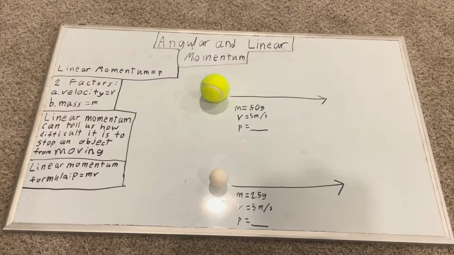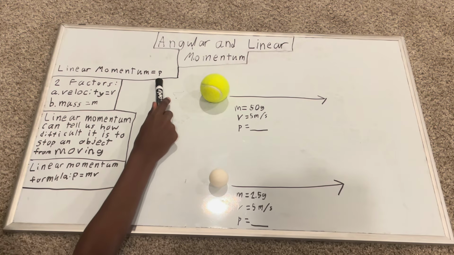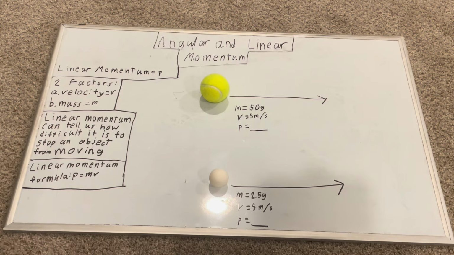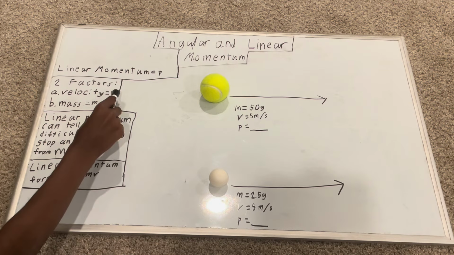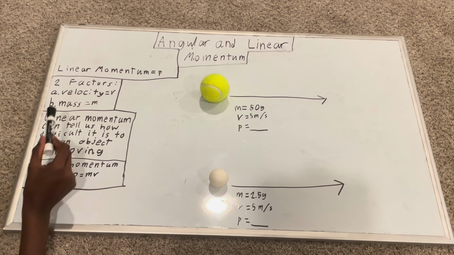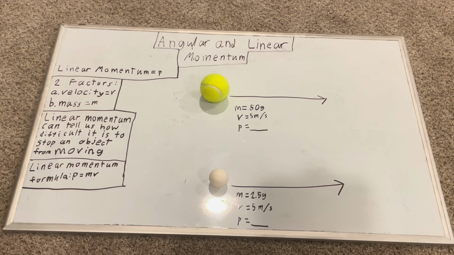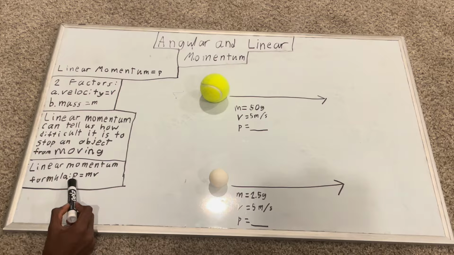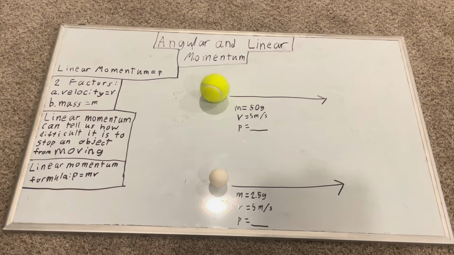Let's now begin talking about linear momentum. Linear momentum is represented by p, and similar to angular momentum, it tells us how difficult it is to stop an object from moving. The factors are also very similar to angular momentum, as the two factors are velocity and mass. The only thing we are doing is getting rid of the factor radius or distance from the center. The formula is also surprisingly similar to angular momentum, as it's simply just multiplying velocity and mass.